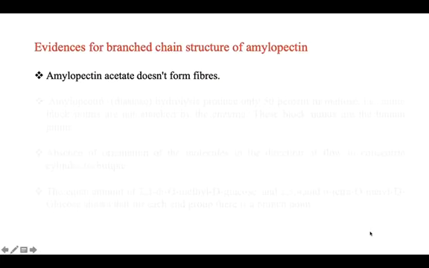So that means the free hydroxy group at 6 indicates the branch point, they are connected through a 1,6 linkage. The evidence for the branch chain structure of amylopectin is that amylopectin acetate does not form fibers. That is essential, because in the case of starch alpha amylose, or in the case of cellulose acetate, they form fibers. That is a primary character of linear molecules. Since there is an absence of fibers, we say that this molecule has a branched structure.